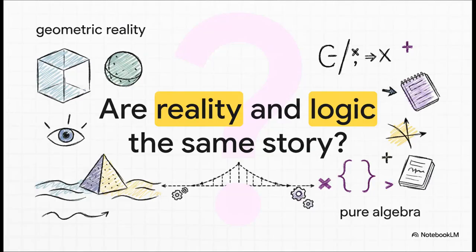I want you to just think about that for a second. What if the physical boundaries of the world around us and the pure abstract rules of algebra aren't actually different things? What if they're literally just two different languages telling the exact same story? Well, today, we're going to find that bridge. The bridge between the geometric reality we can actually see and the pure algebra we can't.